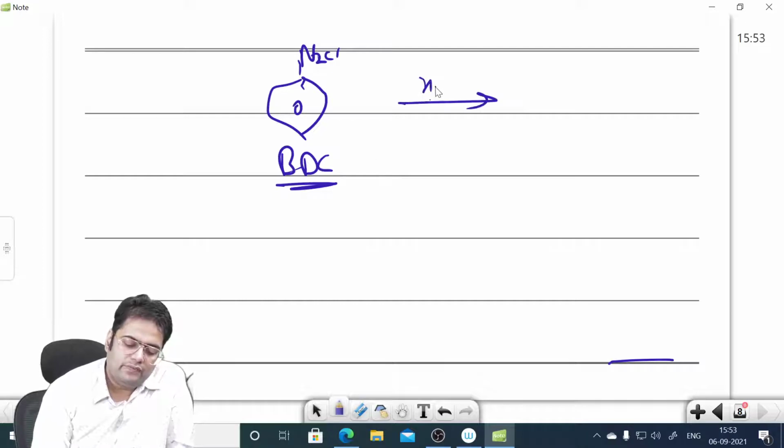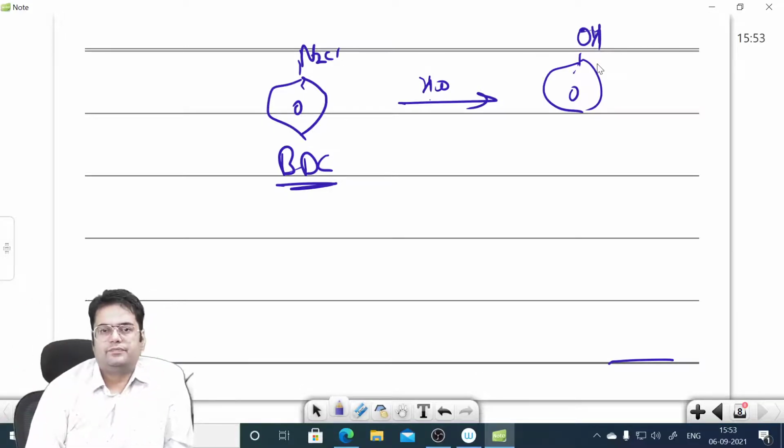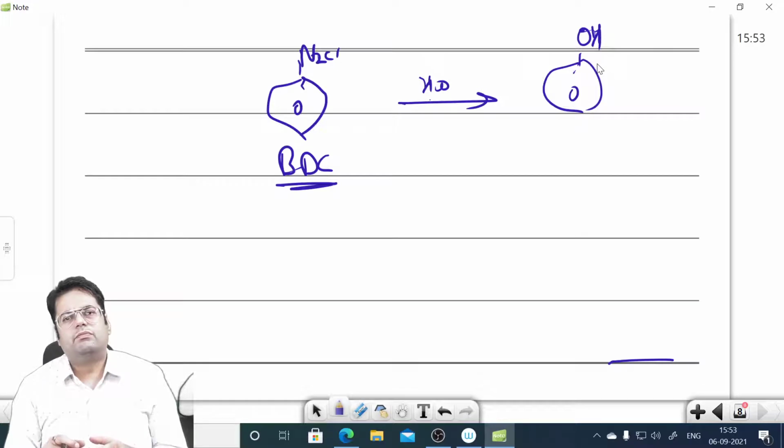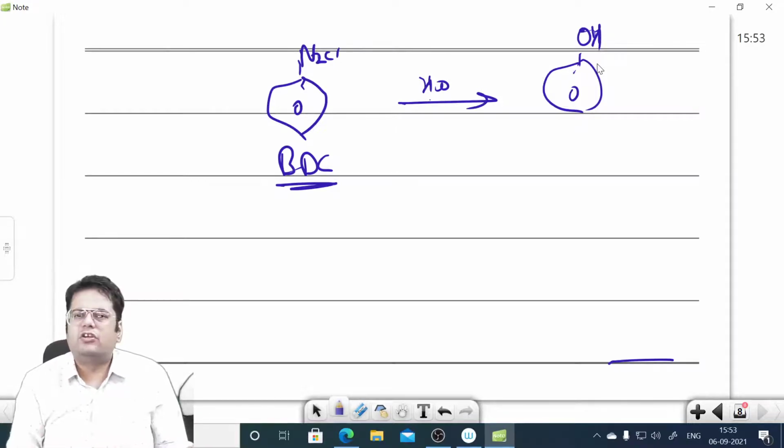And when you add water into it, you will get phenol. So this can be used as a preparation reaction for phenol. Fine. What is the use of this? We can just type, for the formation of phenol, what kind of reaction can be used.